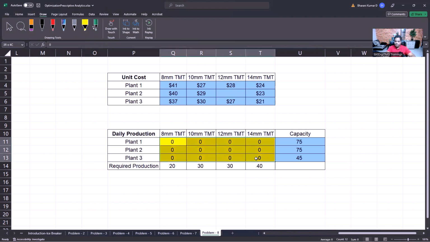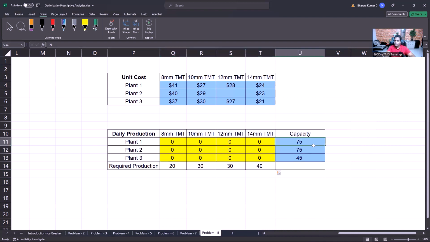So here, the decision variable is to decide how many units of each of these rods should be manufactured in the various plants. So which product would you assign to which plant to be manufactured? If you look at the required production, the requirement, it's 20 plus 30 plus 30 plus 40, which is overall 120 units of all these 4 products that have to be manufactured.